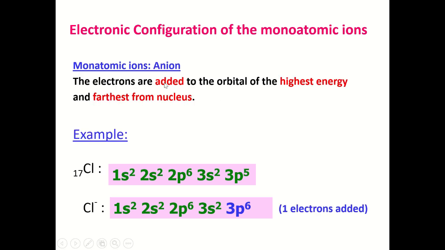Meanwhile, when you form an anion, you have to add electrons. So please add electrons to the orbital of the highest energy and also the farthest away from the nucleus. For example, 17 chlorine, this is the chlorine atom. In order to form a stable noble gas configuration, you just need one more electron. So the extra electron will be added to the 3p orbital so that it will achieve a stable noble gas configuration.